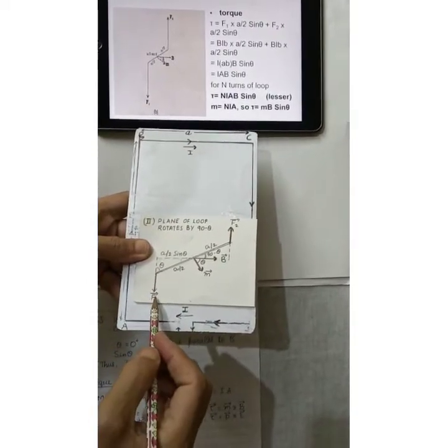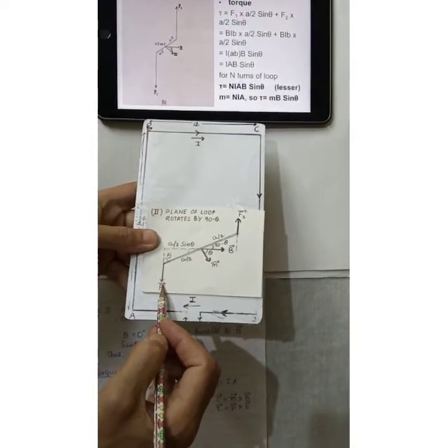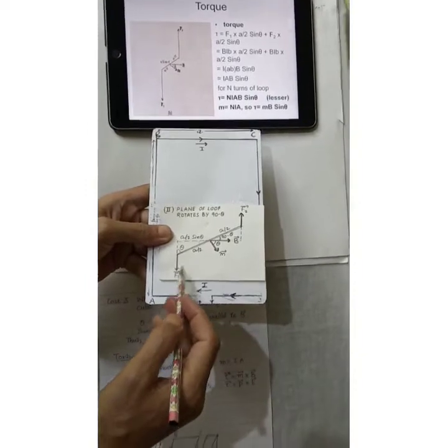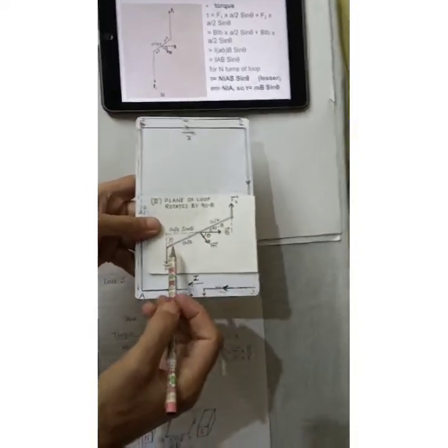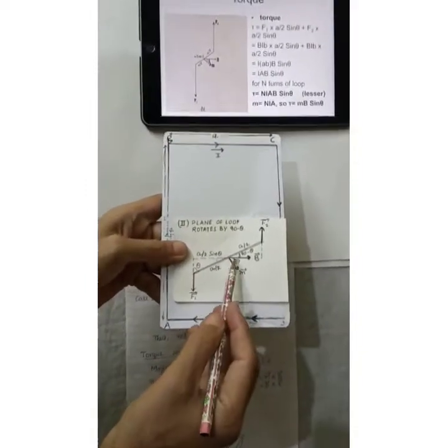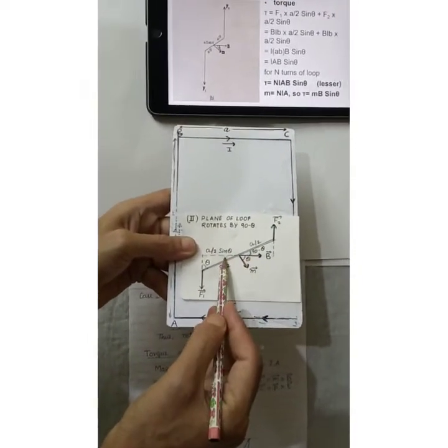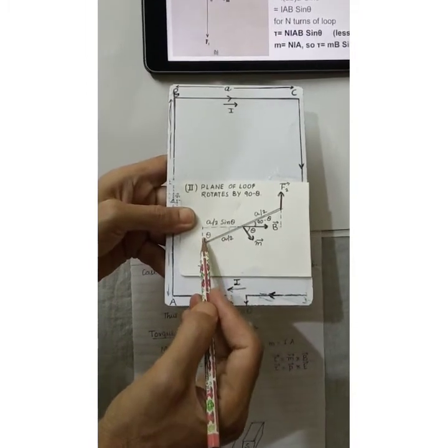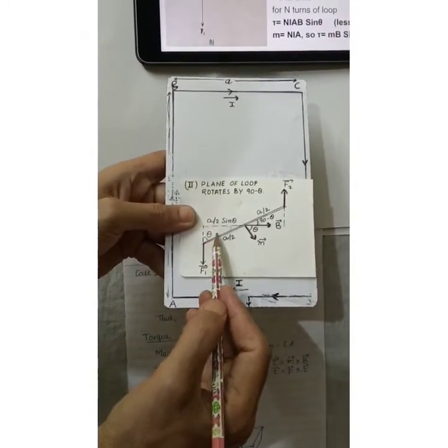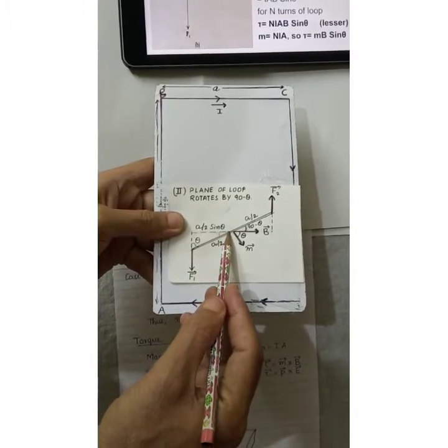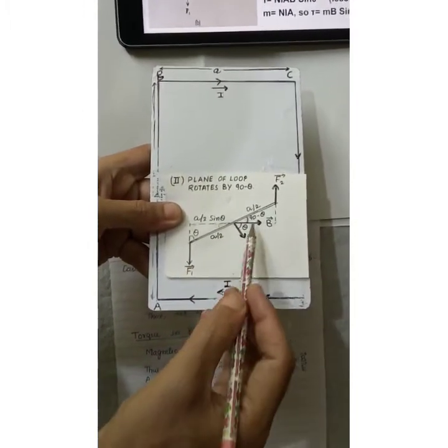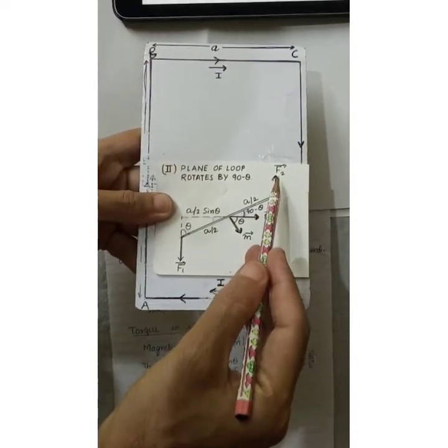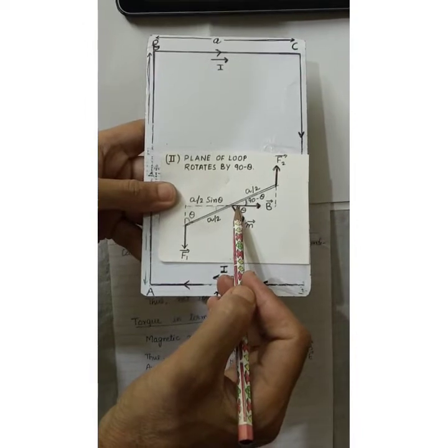Now, the perpendicular distance of the forces F1 and F2. This is A by 2. This is 90 minus theta. Vertically opposite is 90 minus theta. This is 90. So it is theta. So this distance is A by 2 sine theta. Similarly, the perpendicular distance of force F2 is A by 2 sine theta.